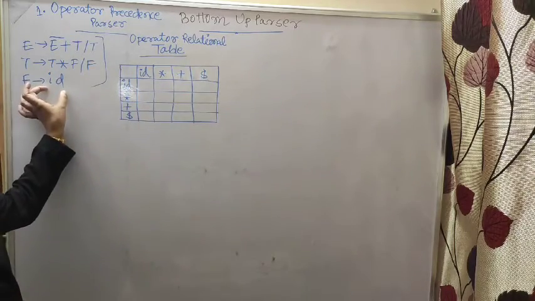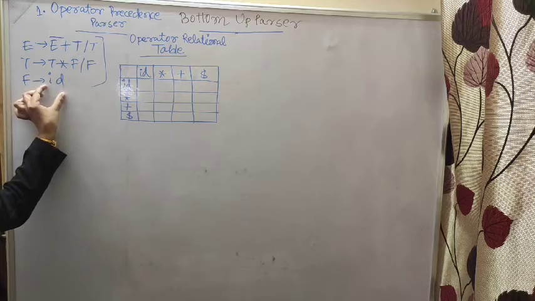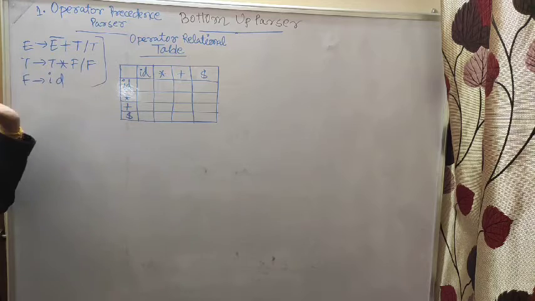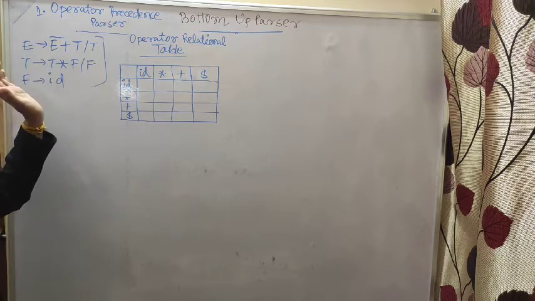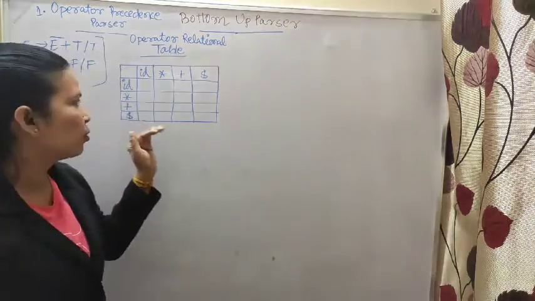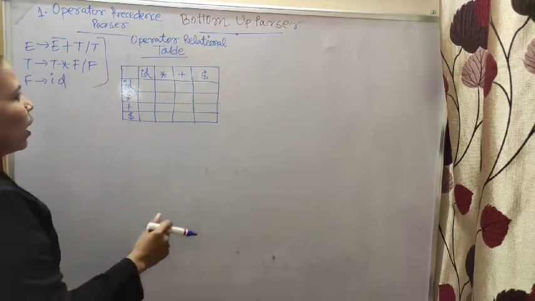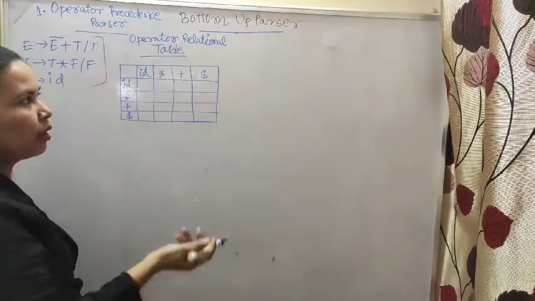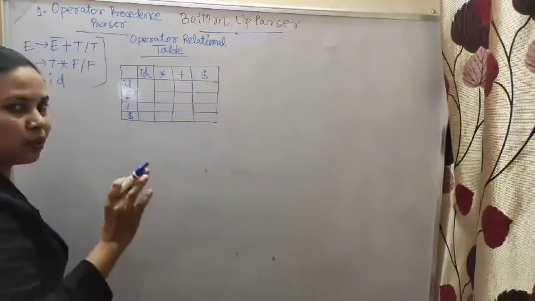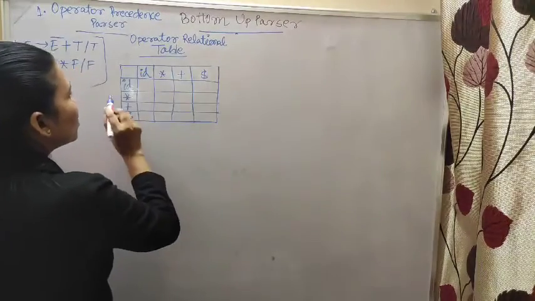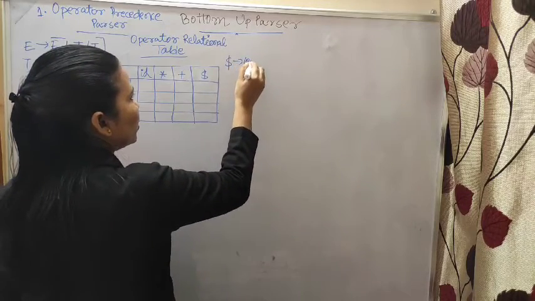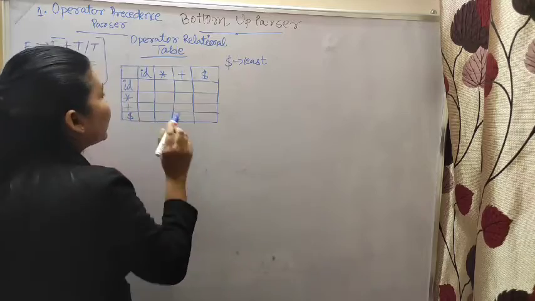Always try to write the highest precedence first, because here ID is the highest precedence. That means ID is first reduced to F, then afterwards star will be reduced, then afterwards plus will be reduced. So whichever variable will be reduced first has the highest precedence. That is why ID is the higher precedence and dollar is the least precedence. I will show you why dollar is the least precedence when I take the input. For now, remember that dollar is always the least precedence in any production rule.